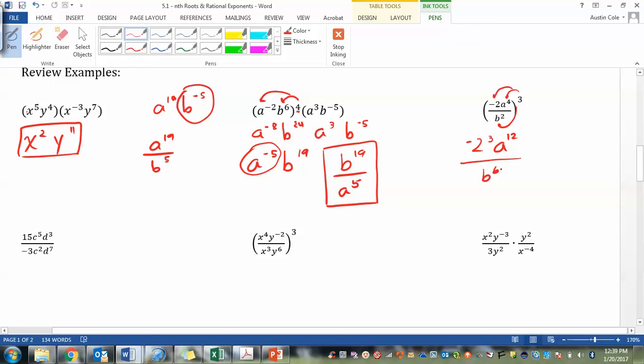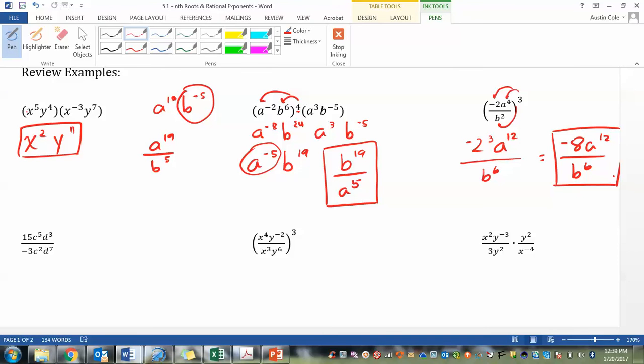Now, never leave a number to an exponent because we can always evaluate that. What's negative 2 to the third power? Negative 2 times negative 2 times negative 2. Negative 8. So my final answer here should be negative 8, a to the 12th, over b to the 6th. I can't cancel my exponents here because I have a's and b's. Now if they were both a's, then I could think about canceling and simplifying there.